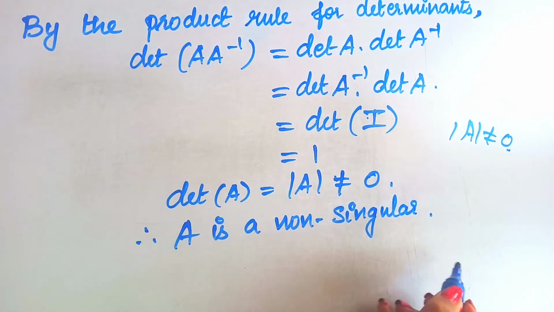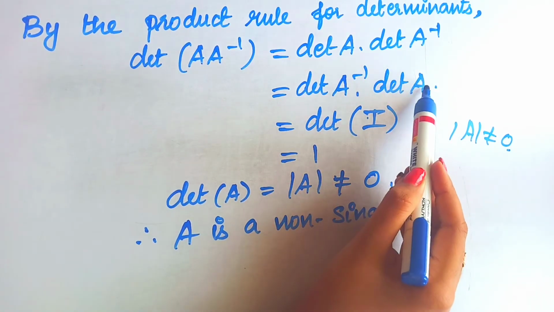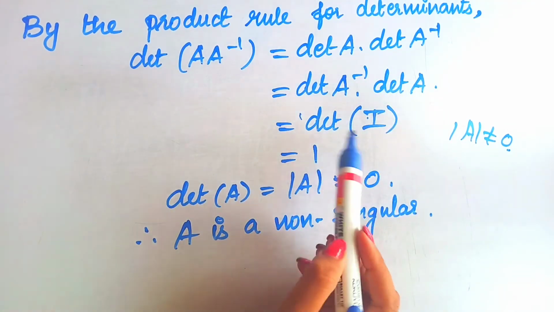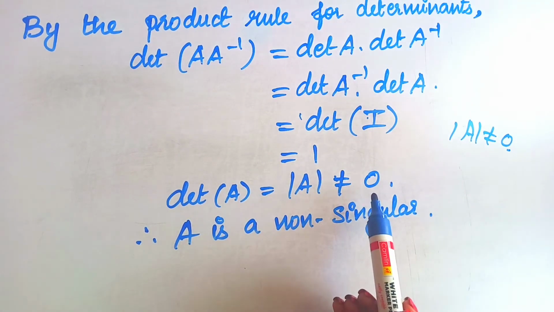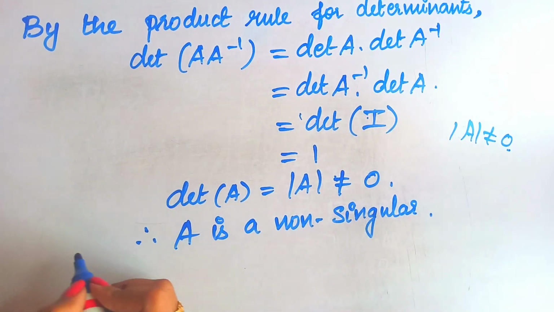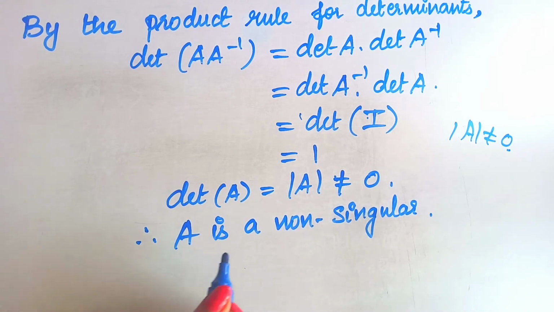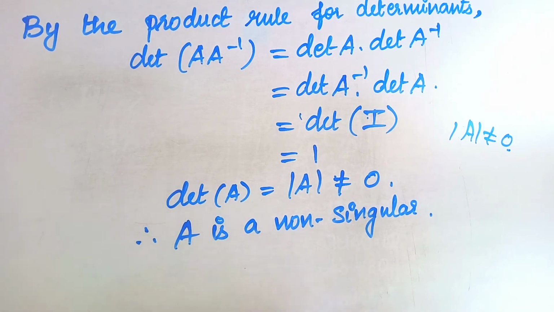Okay, A is non-singular. So you can say that if the determinant of A were equal to 0, then the whole term would be 0, right? But here the answer is 1. So the determinant of A is not equal to 0. Therefore you can say that A is a non-singular matrix. So we have proved the first part. We have taken A inverse exists as the given part, and we have proved A is a non-singular matrix. Now we have to take A is a non-singular matrix as the given part.